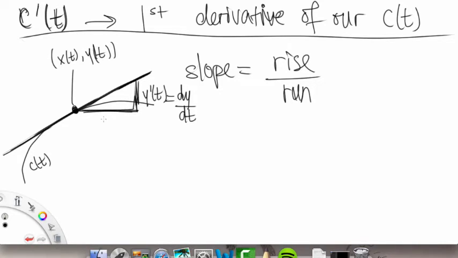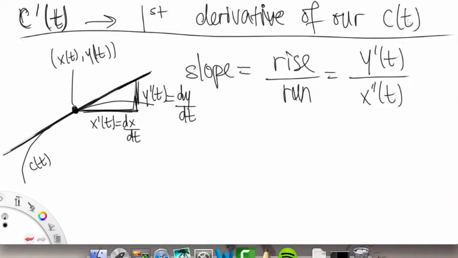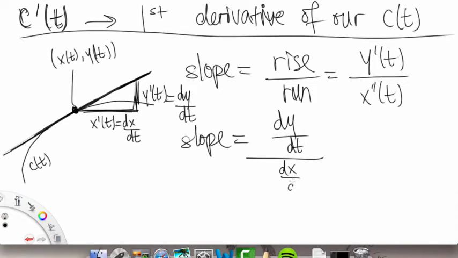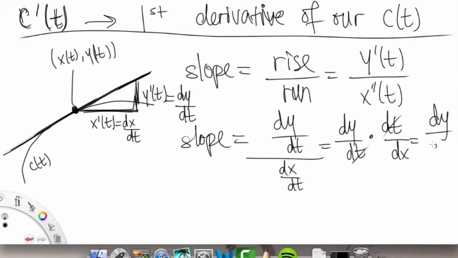And then going across here, this is our run. This is called x prime of t, also known as dx dt. How much has x changed with respect to t. So the slope is y prime of t over x prime of t, our rise over our run. You can also write it as slope equals dy dt all over dx dt, and we can multiply by the reciprocal on the bottom. So if we flip it up, we have dt over dx, and the dt's cancel, and they become dy dx. So how much is y changing with respect to x?